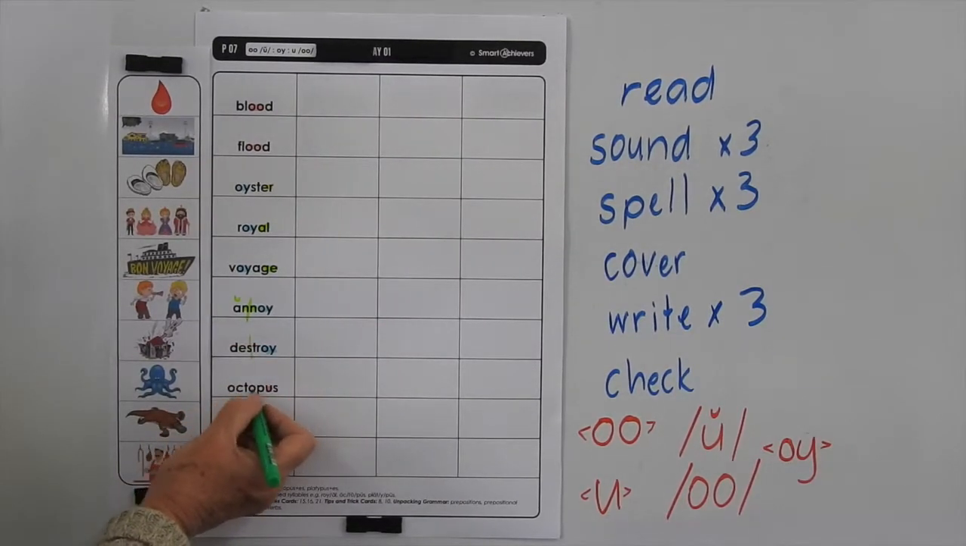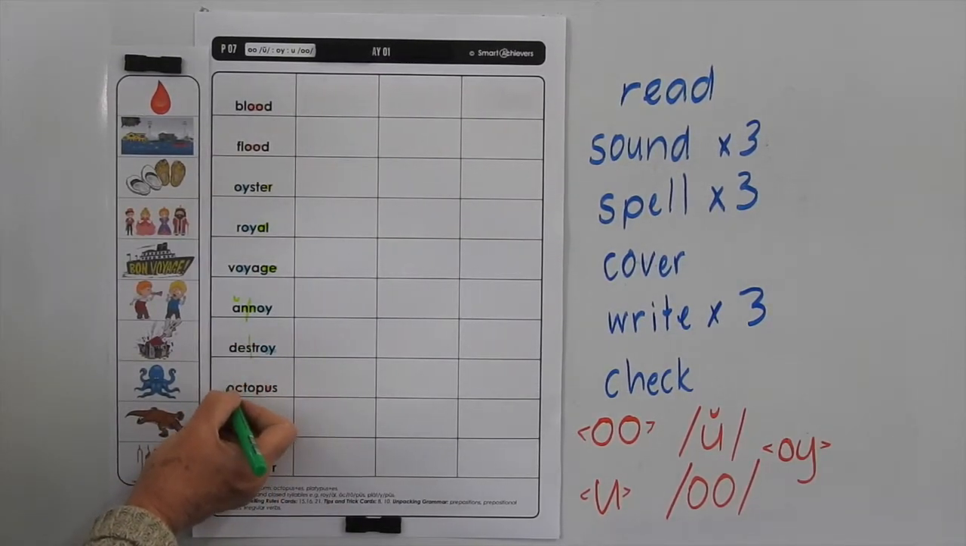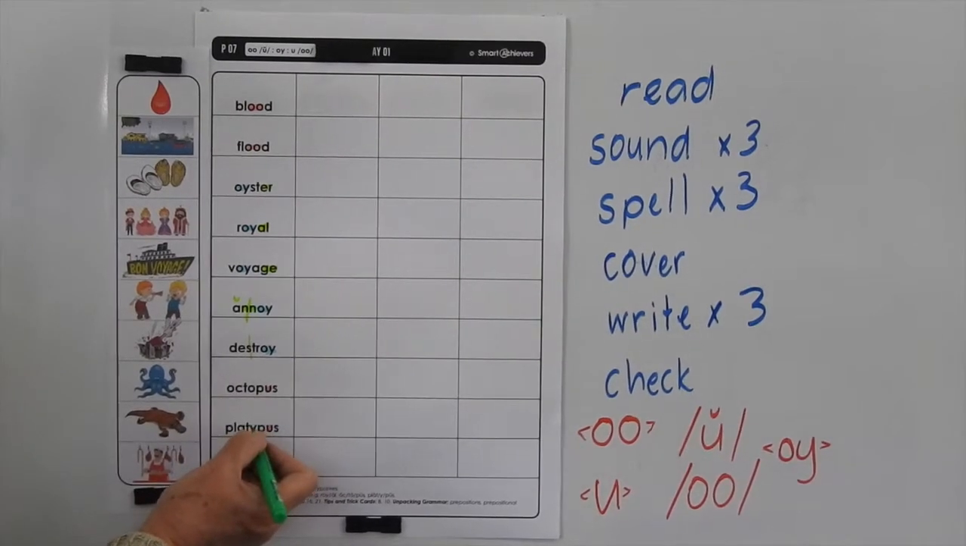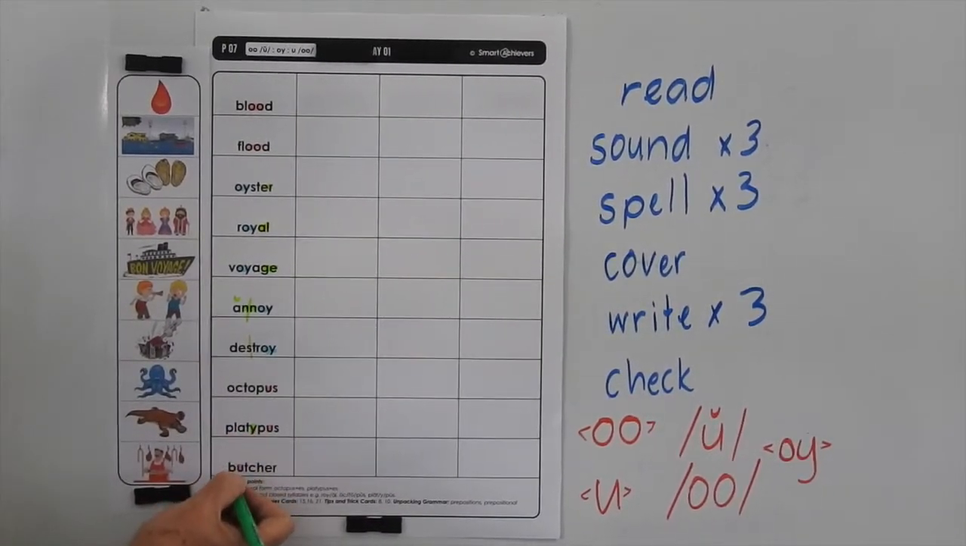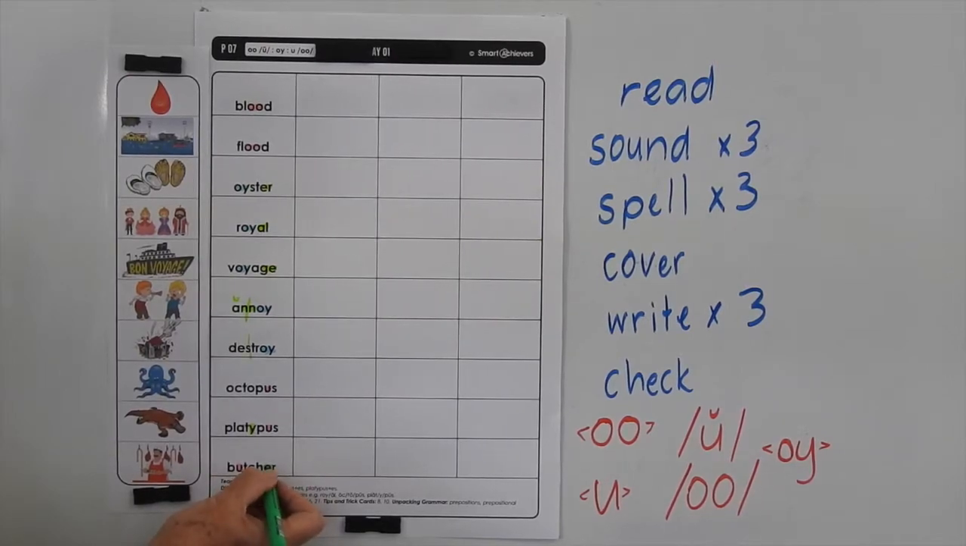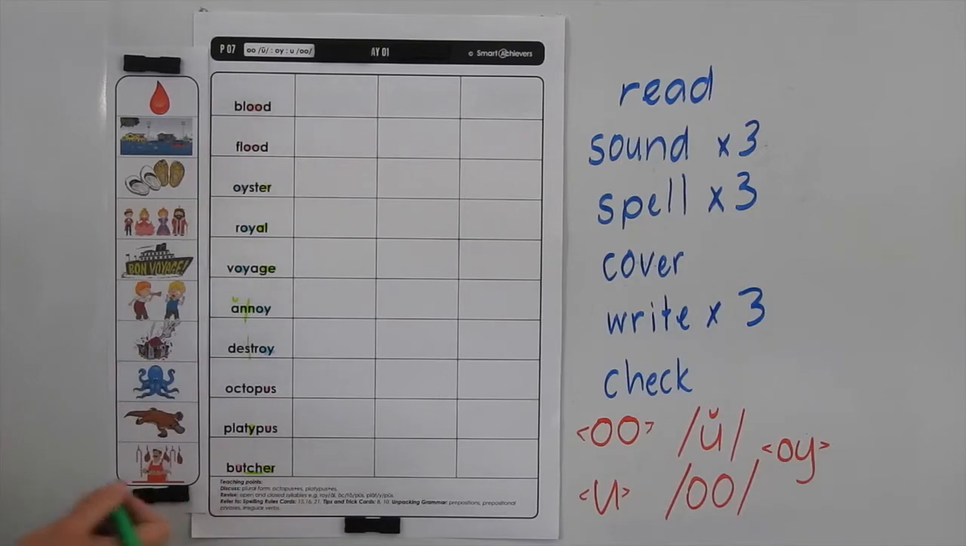Destroy. Octopus, you know octo means 8. Platypus, just be careful, you've got that Y in the middle there. And butcher, you've got the ER on the end, and after that short vowel sound, you've got TCH. Okay, let's go through and look at what each of these words mean.